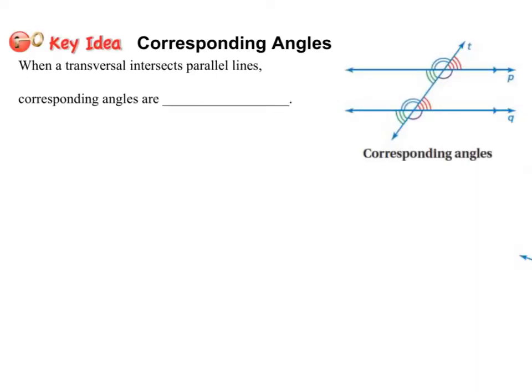So in this picture, we have a pair of parallel lines. So P and Q are parallel to each other. We can even use a special symbol for that. P is parallel to Q, and then line T is called their transversal. And this construction has a lot of interesting properties. So when a transversal intersects parallel lines, corresponding angles are congruent.